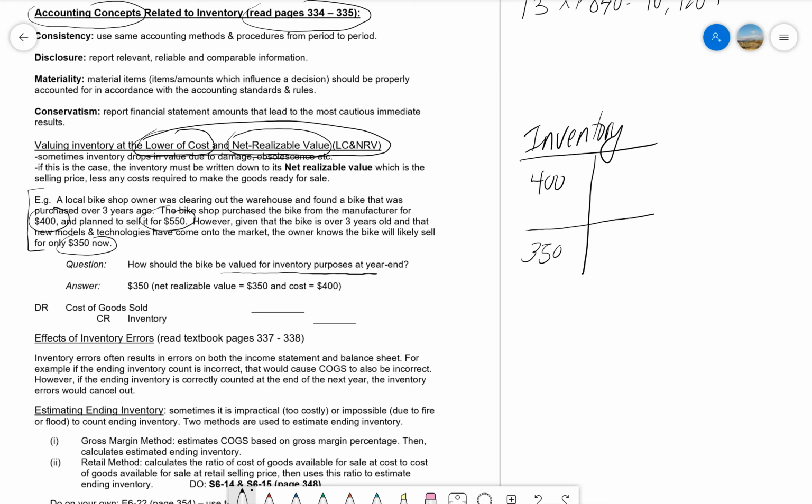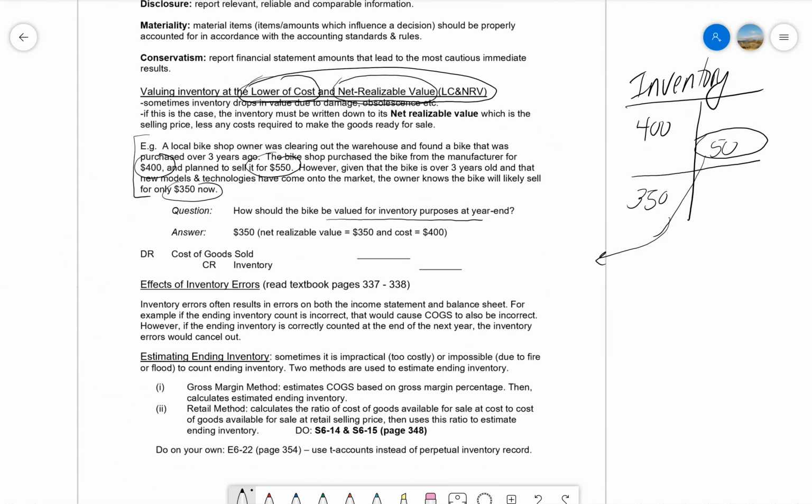And what that means is we have to make an adjusting journal entry to reduce this by $50. And that's this adjusting journal entry that we have here. We're going to have to debit cost of goods sold by $50 and credit inventory by $50. All we're going to do is, because we cannot sell it for more than $350, we're going to absorb that $50 loss and we're just going to record it as an expense, cost of goods sold. So that's an example of how we apply the lower of cost and net realizable value. Moving on, the textbook talks about inventory errors.